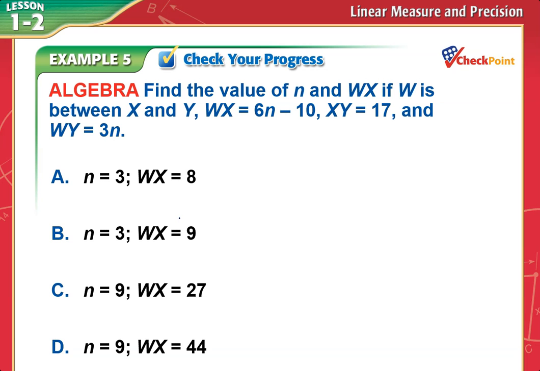Checking your progress. Find the value of n and WX if W is between X and Y. WX is 6n minus 10, XY equals 17, and WY equals 3n. n equals 3 and WX equals 8.